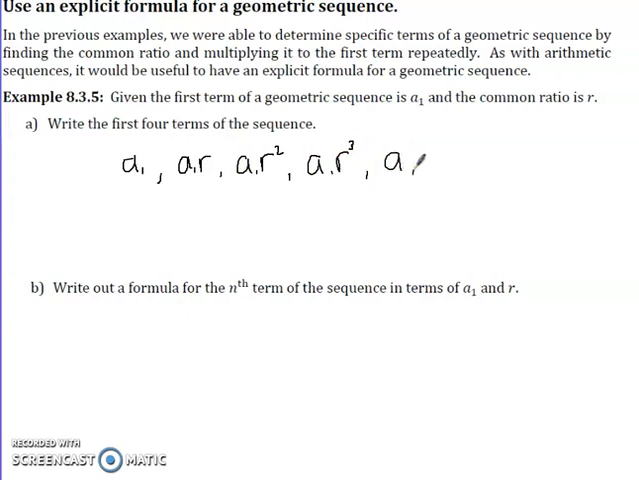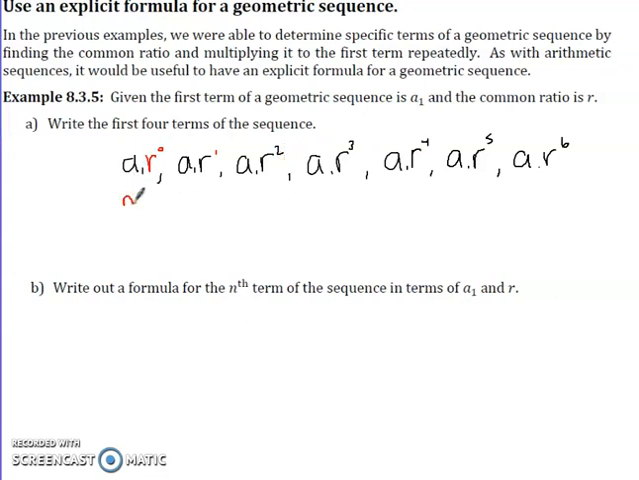cubed. To get to the next term, I take that previous term, which has r to the third power, and multiply it by another r, and so on. So all we are doing is increasing our exponents on r by 1. Notice that A1 has r to the 0, A2 has r to the first power, A3 has r to the second power, and so on.